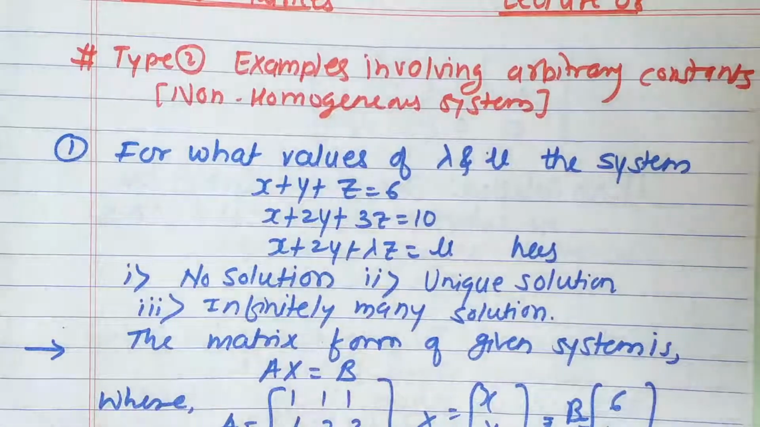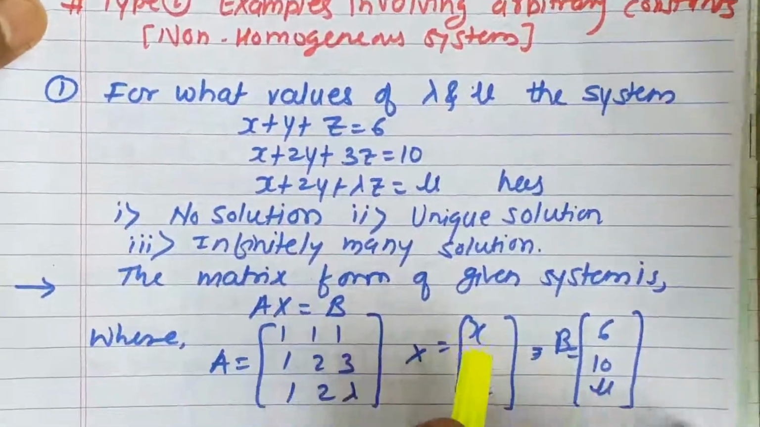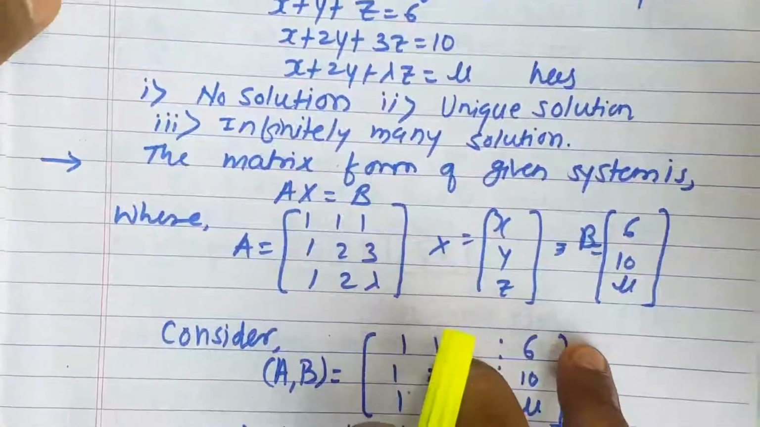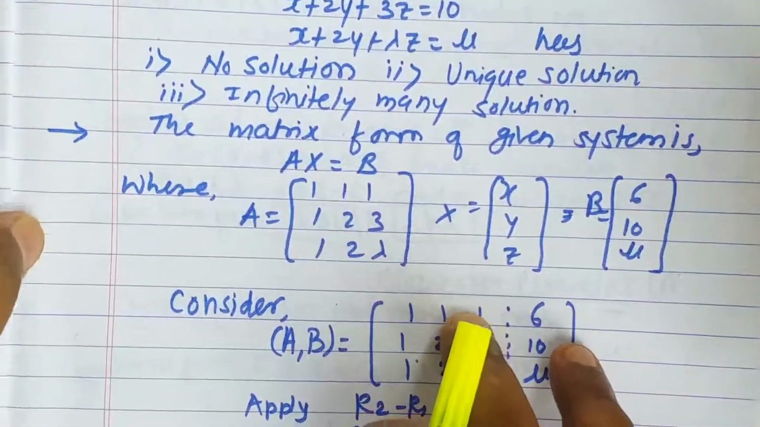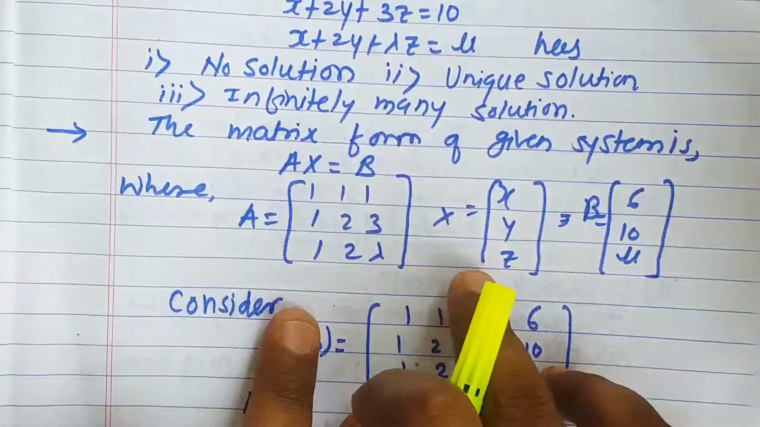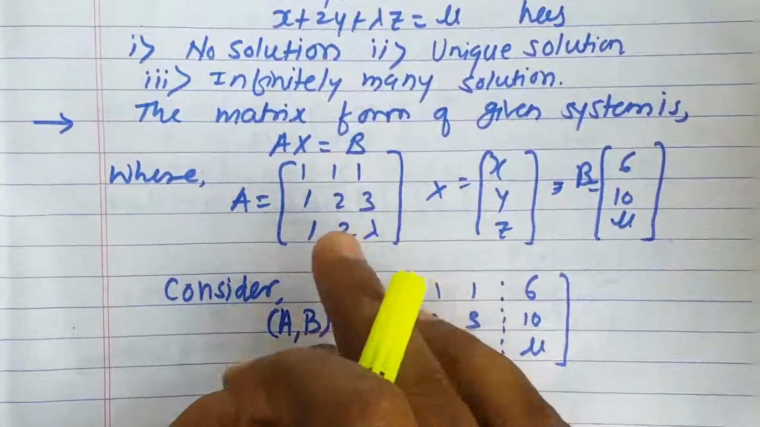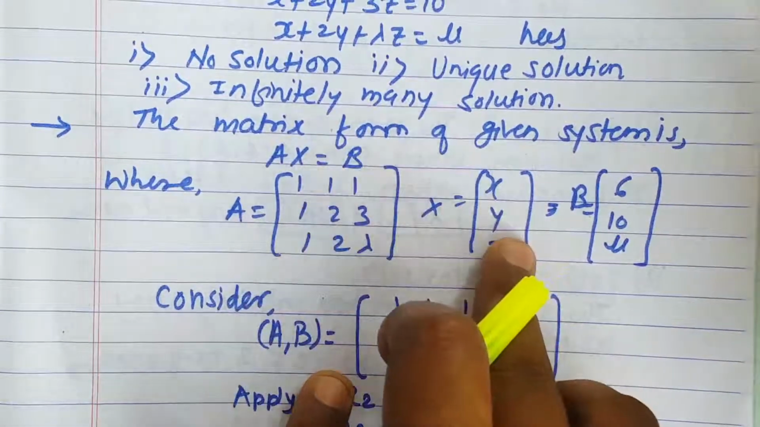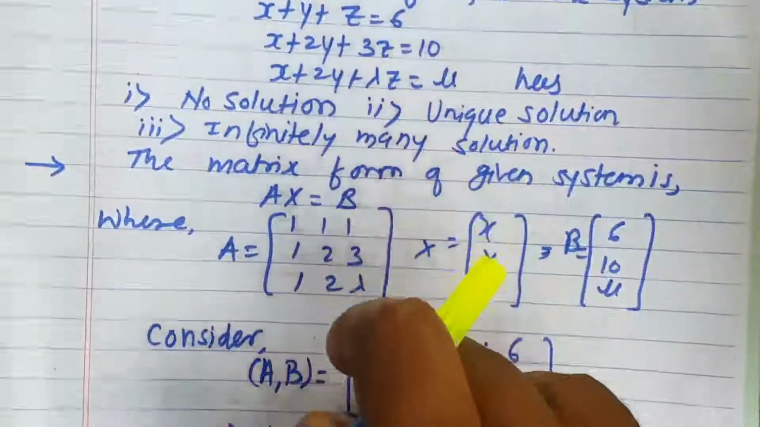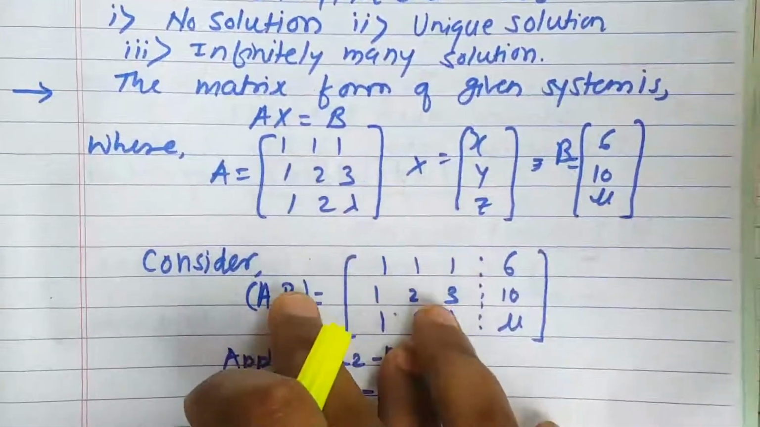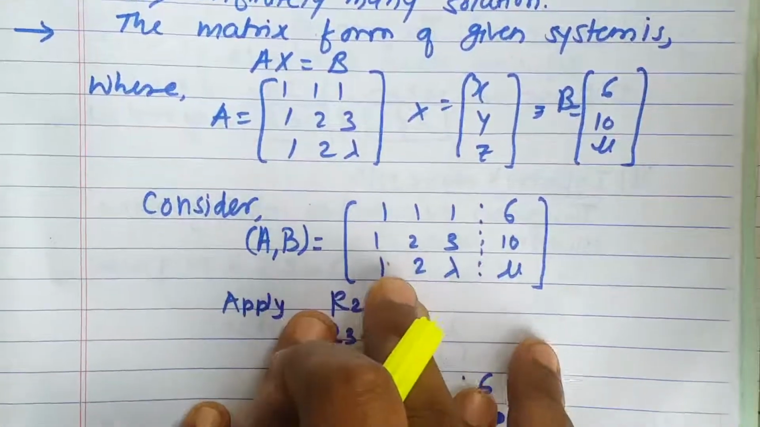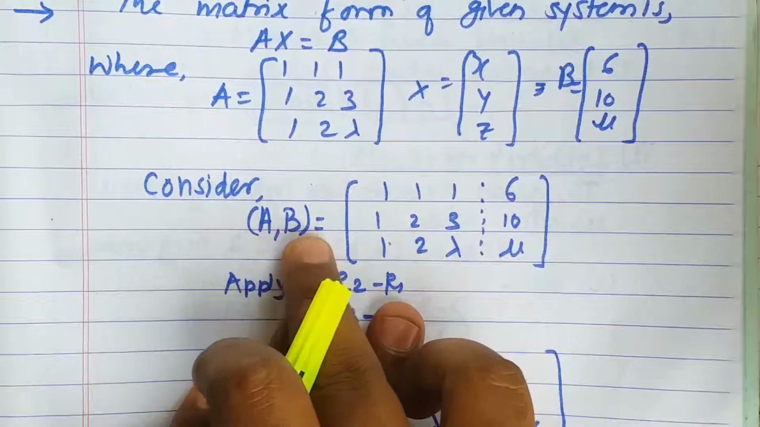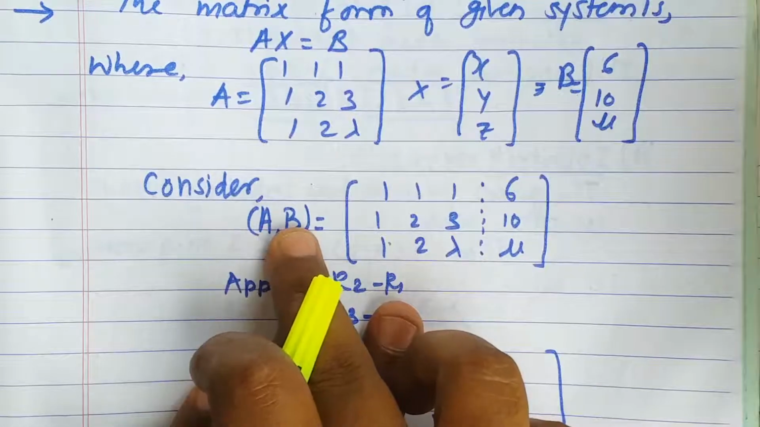Now the way of calculation will remain as it is, like we do while solving the non-homogeneous system. Very first we write the matrix form of the given system, that is Ax equal to B, where A is the coefficient matrix, X is the matrix of unknowns, and B is the constants matrix. After writing these three, we consider the augmented matrix in the non-homogeneous case. We denote it by A comma B, that is, we add to the matrix A one column B.